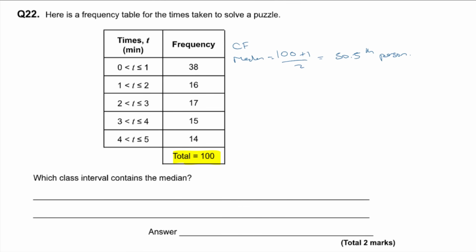So if I work out cumulative frequency, then the first 38 people are in here, so person 1 through 38. The next 16 that are in here would take me up to 54 in cumulative frequency. So that means the 39th to the 54th person are in that group, and that means the 50th and the 51st person are in this group here, isn't it? So which class interval is the median in? It's going to be in the 1 less than t less than or equal to 2 category.